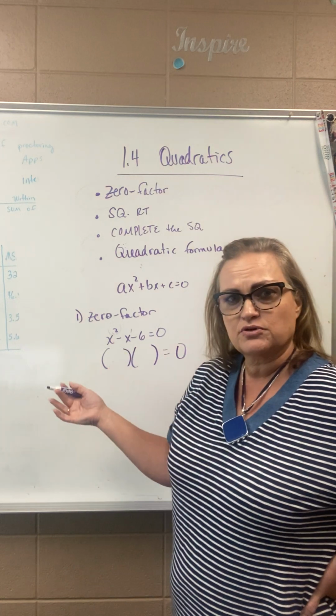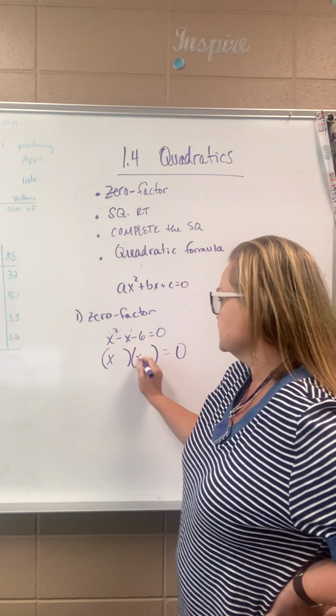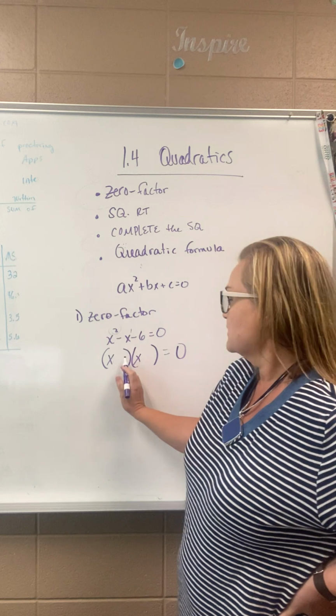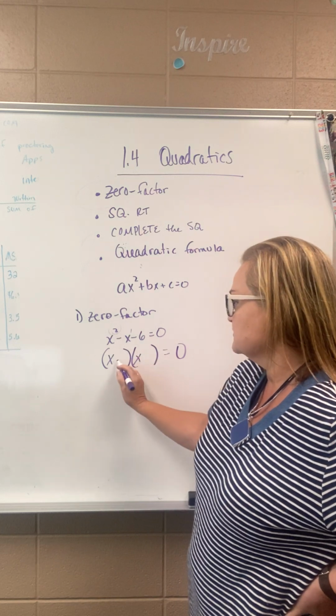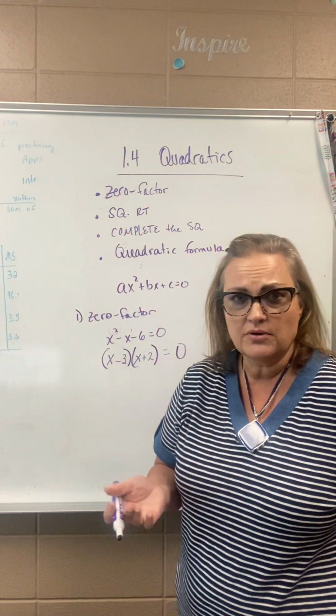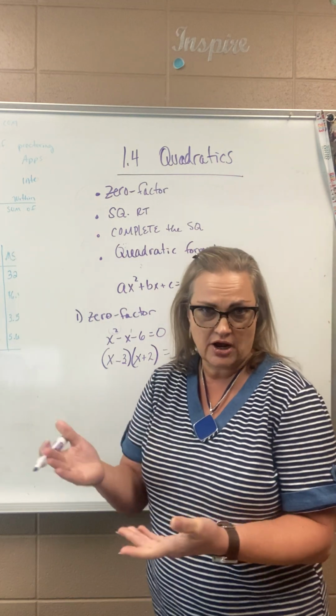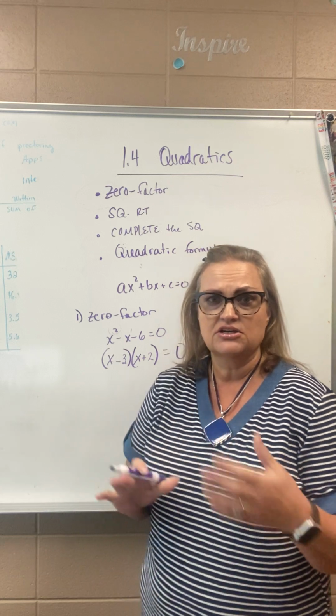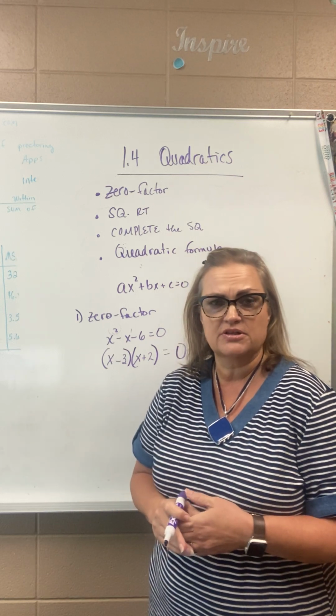and we're doing kind of the reverse of the FOIL method, x times x to get x squared, then the last times last has to be negative 6. So we could use a negative 3 and a positive 2. And I don't always know what those need to be just right off. Sometimes I have to think about that, try different numbers until I find something that works.